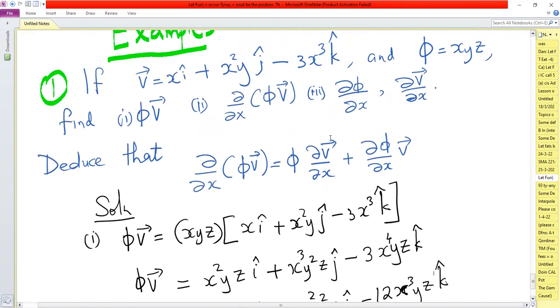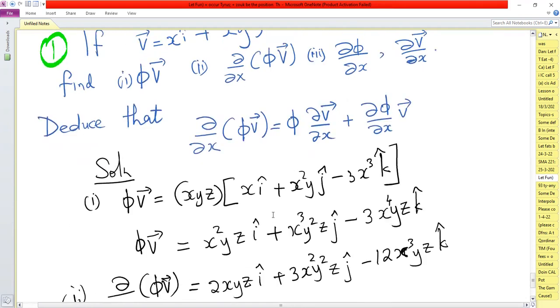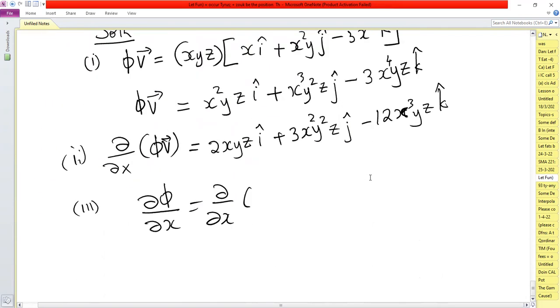And then next is to find partial phi partial x. Partial phi partial x is simply partial x, phi itself is xyz. When you work out this one, you get yz.